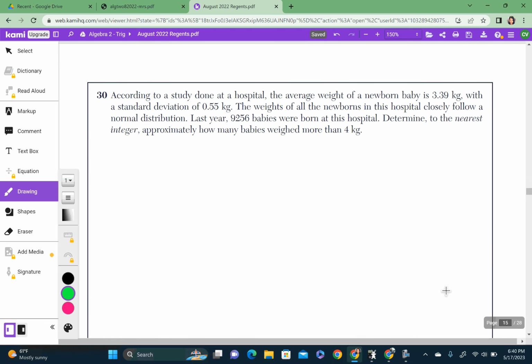All right, so a couple of things to keep in mind as you read this. Average weight, the symbol for average is x with the line over it, or a mu. And they're telling us that the mean, or the average, is 3.39. The standard deviation symbol is sigma. And they're telling us that the standard deviation is 0.55. Last year, 9256 babies were born, determined to the nearest integer. Oh, normal distribution. So we know we're going to have to do something with normal CDF.